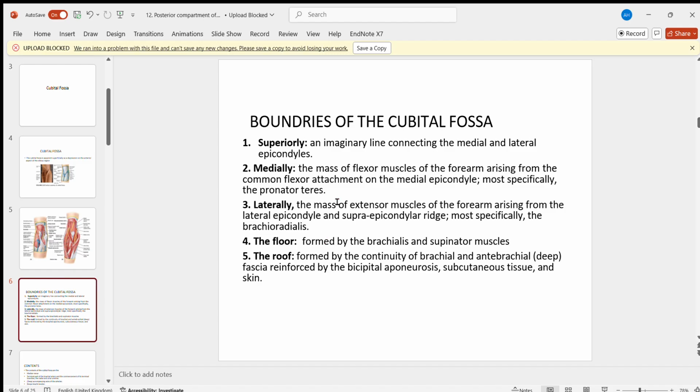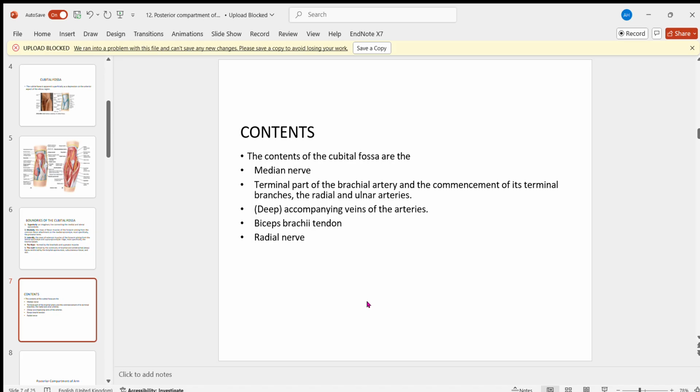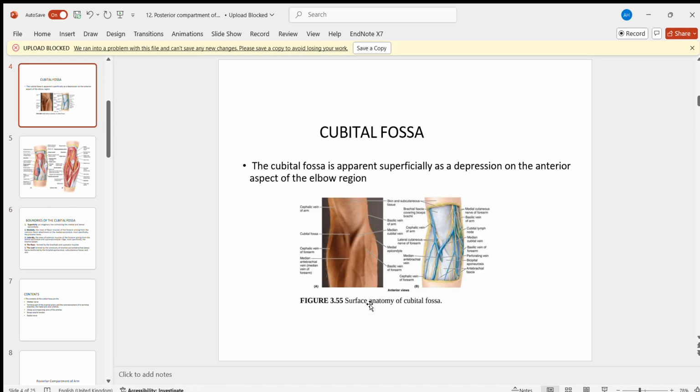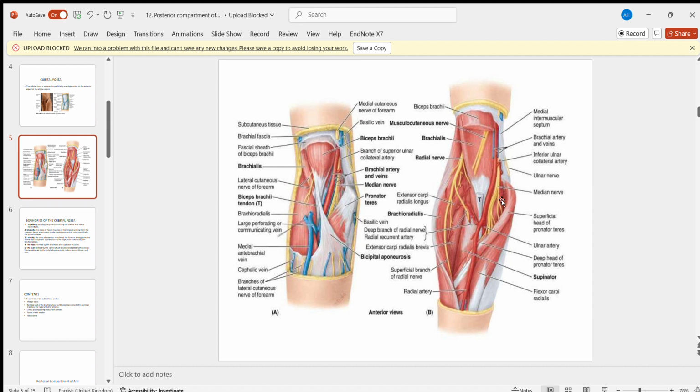As I have mentioned earlier, the superior boundary is by a line connecting medial and lateral epicondyles. Medially, we have the pronator teres. Laterally, we have the brachioradialis muscle, and the floor is formed by brachialis and supinator muscles, and the roof is formed by the skin and superficial fascia. Contents are MBBR, the median nerve, medially, then brachial artery, lateral to it, then biceps tendon, further laterally, and the lateralmost is the radial nerve. So M, B, B, and R. These are the contents of the cubital fossa.